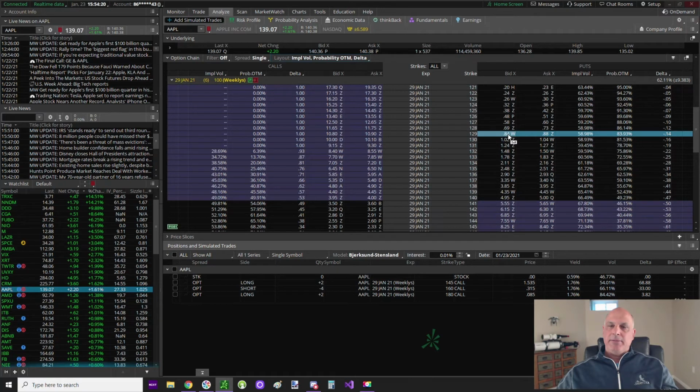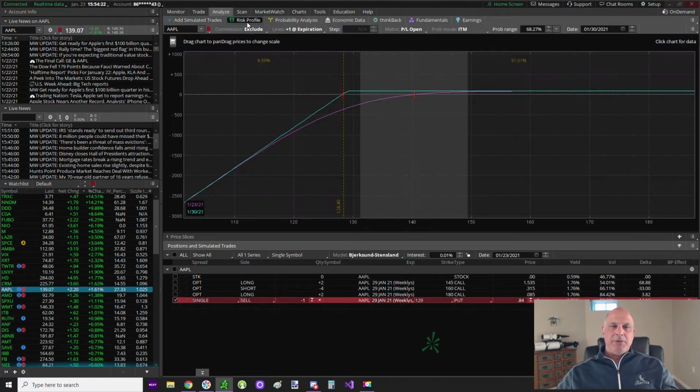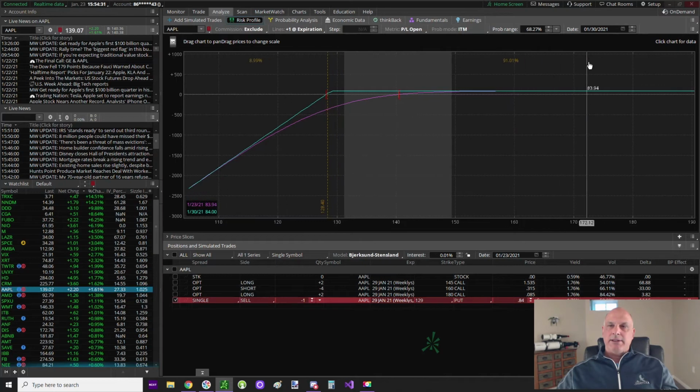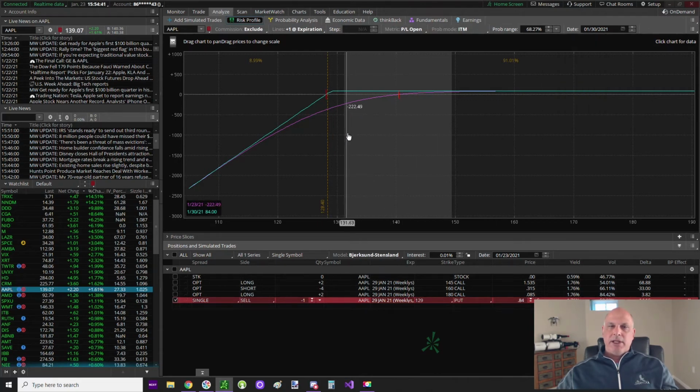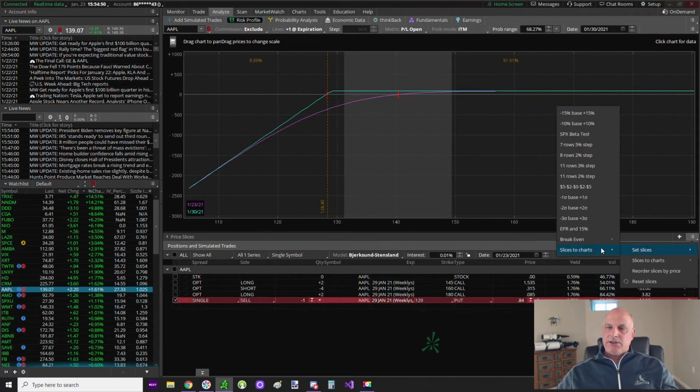I want to sell that premium, right? So I'm selling to people that think Apple is going to be below the strike price 129 on earnings. And I would target this, I would put this date up here. I would set this date to 130. So the TOS platform will give me that gray shaded area of where the one standard deviation move is. And then I can say set slices to charts, break even on 130.